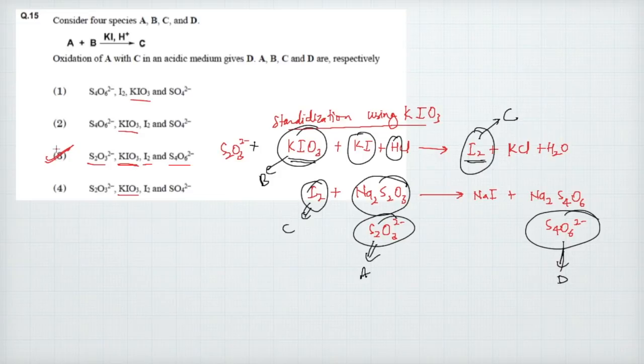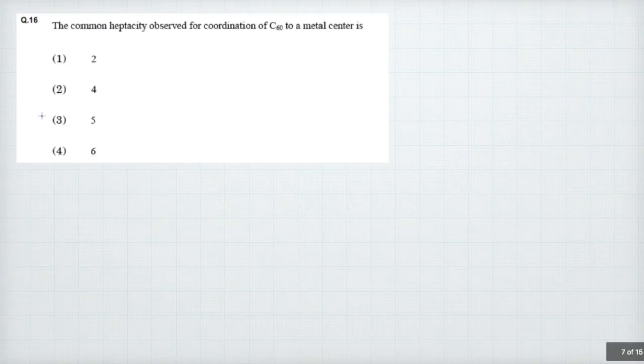Alright, now let's go to the next question then. Alright, let's talk about this particular question. It says that the common hapticity observed for coordination of C60 to a metal center is. Now, to answer this particular question, it was pretty direct. If you have studied C60, that is Buckminster fullerene, you could have easily answered this. But if you don't know, I am going to explain a little bit.